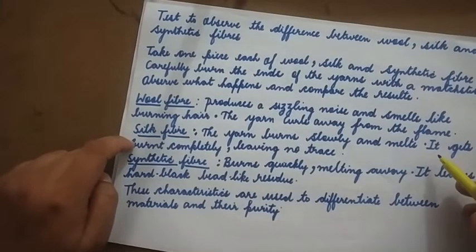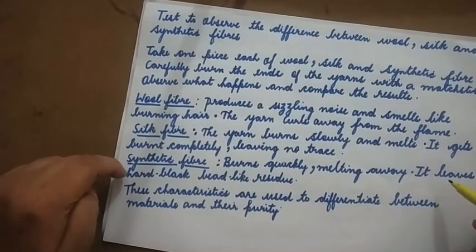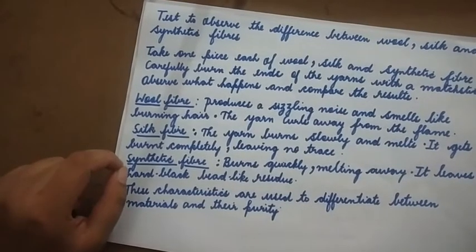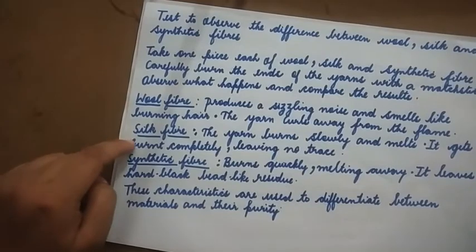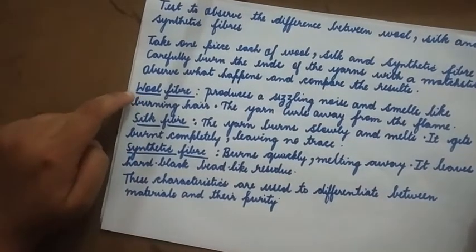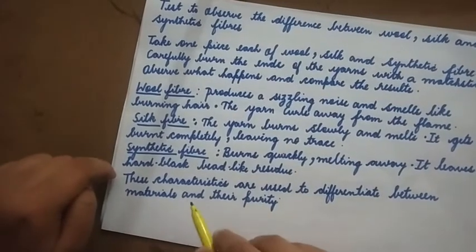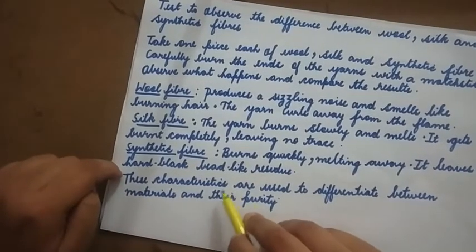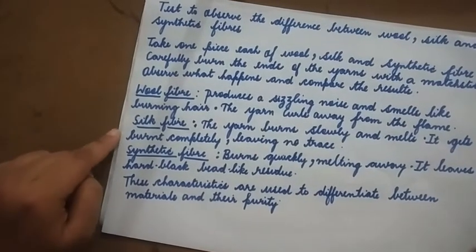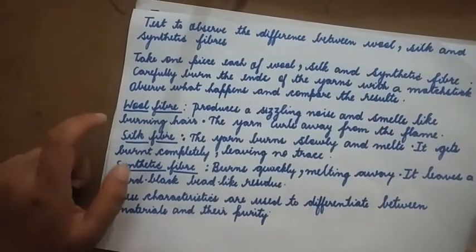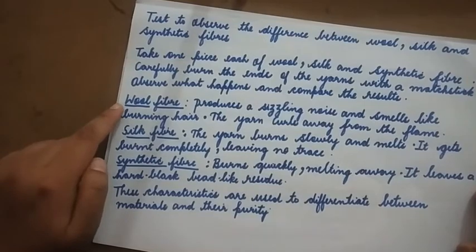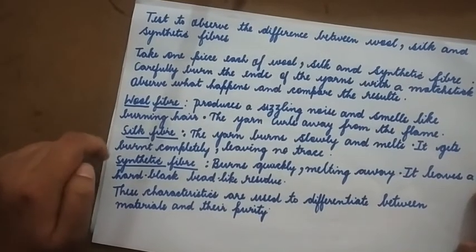So silk fiber was burning really slowly, whereas synthetic fiber burns very quickly and leaves a black bead-like residue, whereas in silk fiber there was no trace at all, and here the yarn curled away from the flame. These characteristics are used to differentiate between materials and their purity. We get to know whether the material that is given to us is pure or not by doing these particular tests.